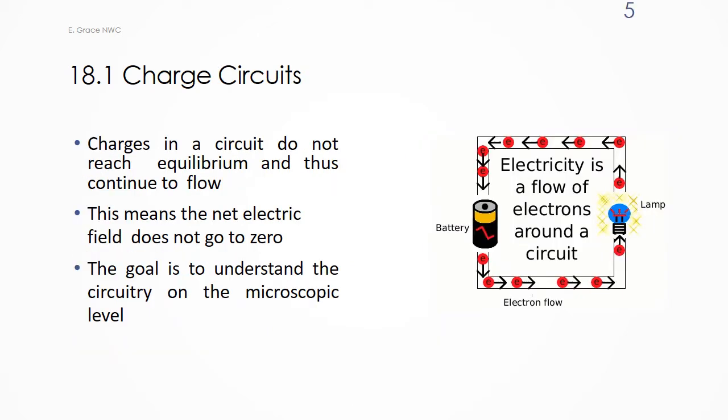So charges in a circuit never reach equilibrium. The metal tries to polarize, but you want to keep it from polarizing. And essentially that means the net electric field can never reach zero. And so we're going to try to understand this aspect of circuitry from a microscopic level. So here you can see the electrons flowing around the circuit. And of course, this would be the opposite direction as conventional current.